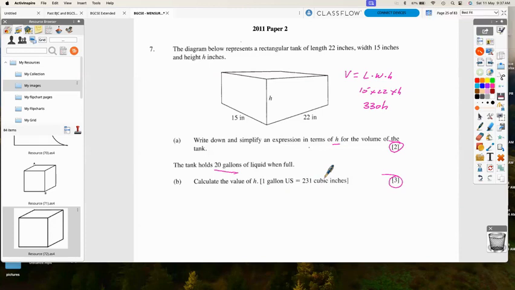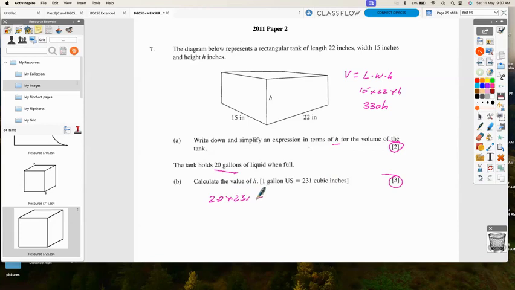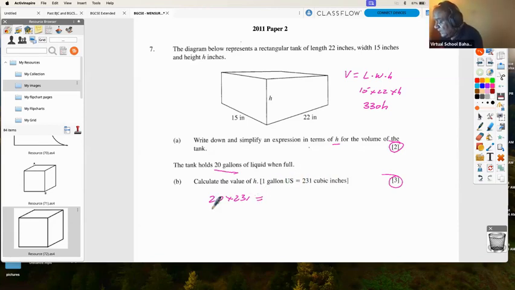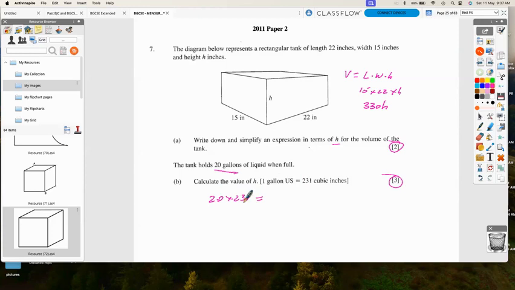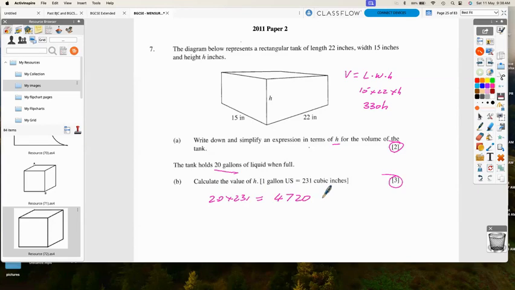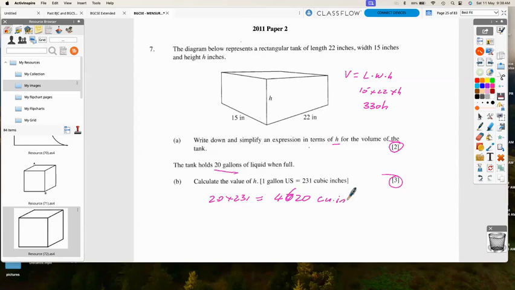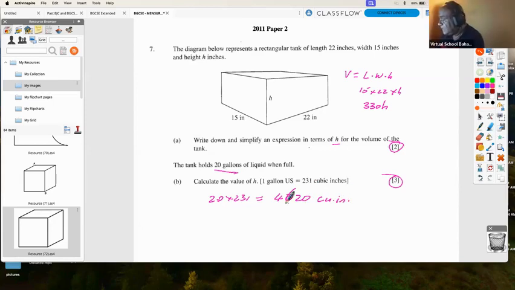First you multiply 20 by 231, because 1 gallon is this, so 20 gallons would be 20 times that, isn't that so? 20 times 231 is 4,620, and this is going to be cubic inches. Who understands that?